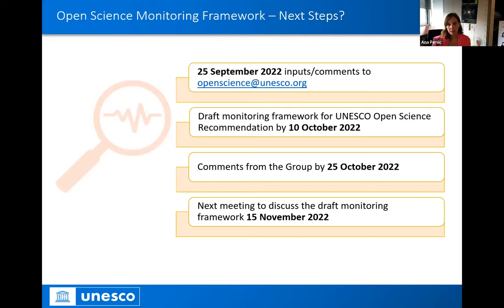And then gather everybody again together on the 15th of November for the second meeting of the group to look into precisely this draft monitoring framework, what people are thinking. Is it going in the right direction? Is it something that we should completely change? It will not be a final version of it. It will just be the contour of what we will then develop further.